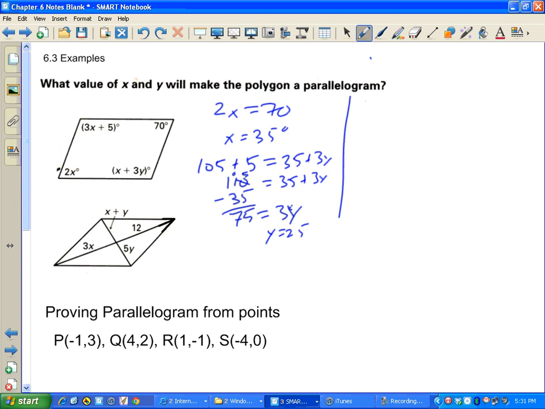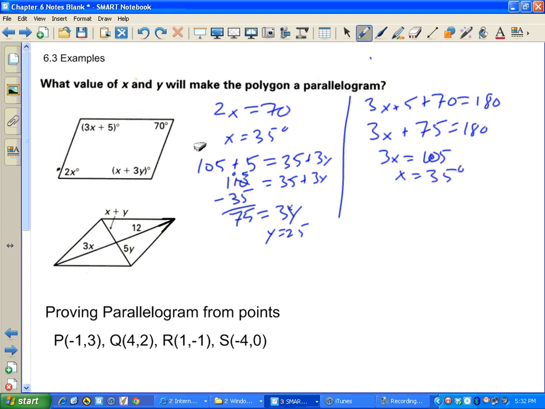If I go a different route, 3x plus 5 has to add up with 70 to be 180. And that's going to be 3x plus 75 has to equal 180. Minus the 75, I'll get 3x equals 105, which means x is 35 again. And then I could plug it in here, or I could use this one here. I know that x plus 3y plus 70 has to equal 180, so the 2 angles added together.